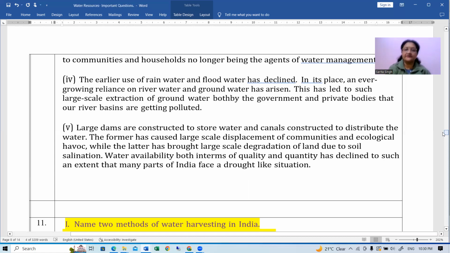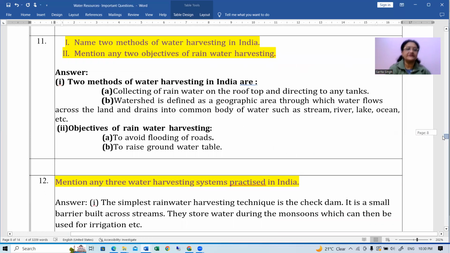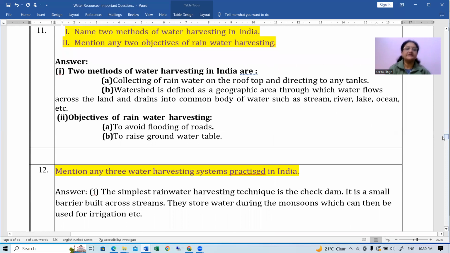Answer for everything. Then, name two methods of water harvesting in India and mention any two objectives of rainwater harvesting. Number one method is collecting rainwater on the rooftop and directing it to a tank. Then watershed, which is defined as a geographic area through which water flows across the land and drains into a common body of water, such as a stream, river, lake, ocean, etc. That is also one of the methods of rainwater harvesting. Next is, what are the main objectives of it?